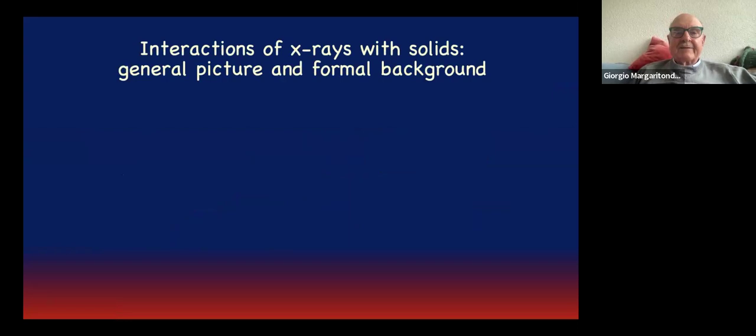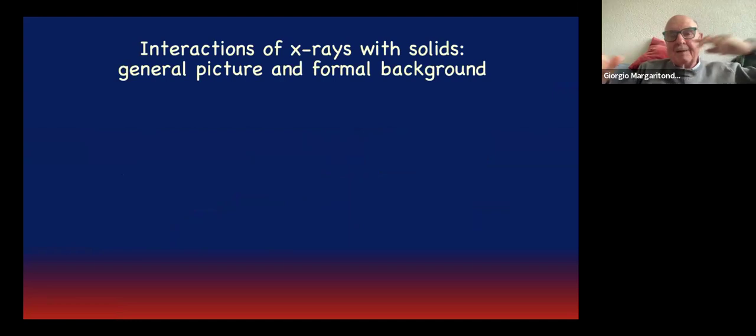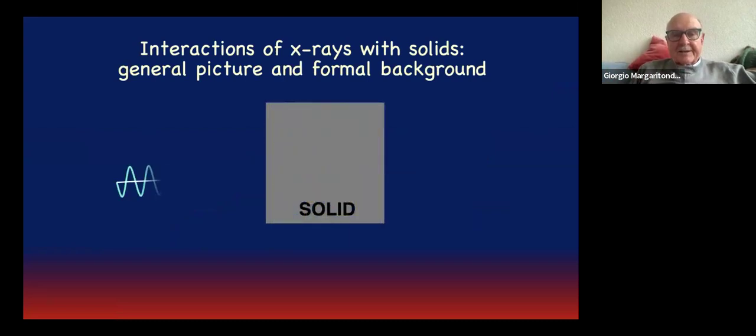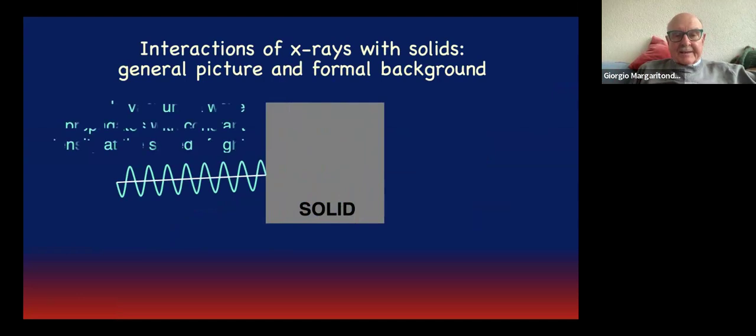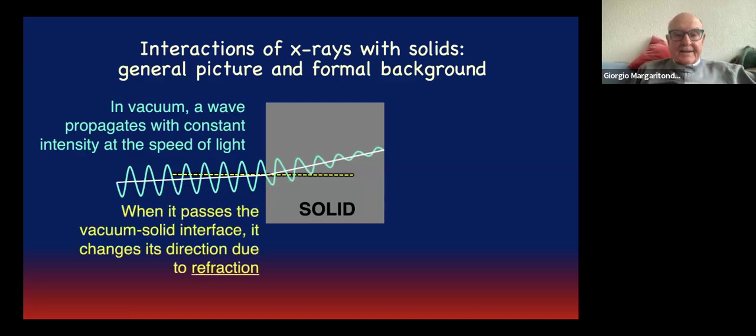So, let me start with the interaction of X-rays with solids, giving a general picture and a bit of a formal background. Don't be scared, it's not going to be complicated formalism. So, we take a solid, we take a wave. The wave arises at the interface between vacuum and the solid, and until then it moves at a constant speed, but then there is something happening. There is refraction. That is, there is a change in direction that occurs at the interface.